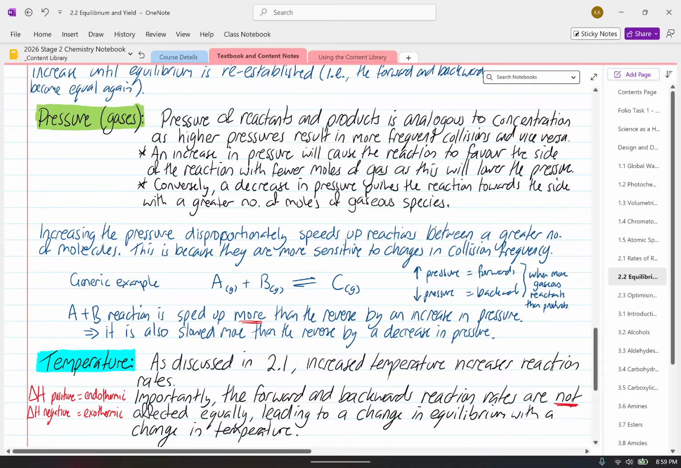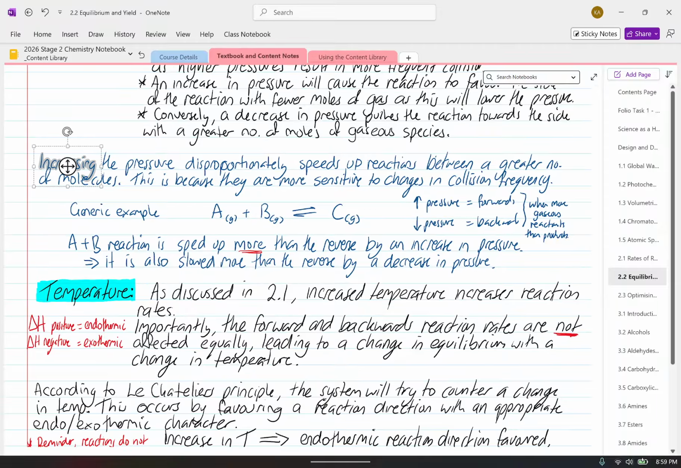Now, just by the way, if you have the same number of molecules of gas, so let's say we're making A plus B goes to C plus D, we have the same number of molecules on each side, so the equilibrium will not shift if you change the pressure. The forward and backward reactions both happen faster, but they both increase by the same amount.